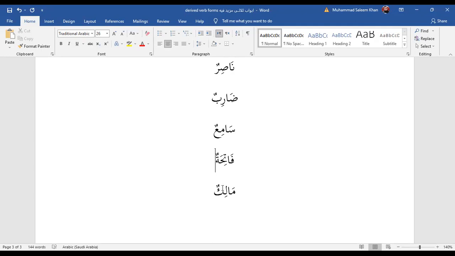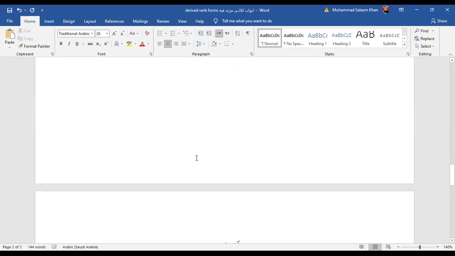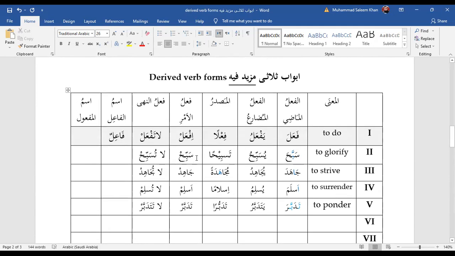So, khalas. We have learned today, inshallah, how to make ismul fa'il from the first form of the verb, which is the standard or number one form of the verb, fa'ala yaf'alu fi'lan, and the ismul fa'il will be on the pattern of fa'ilun.